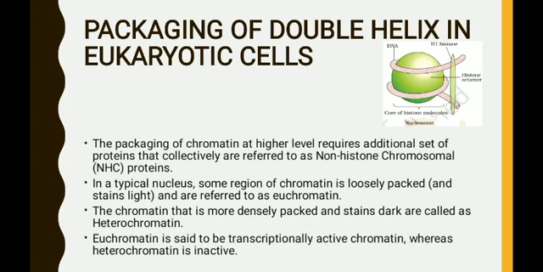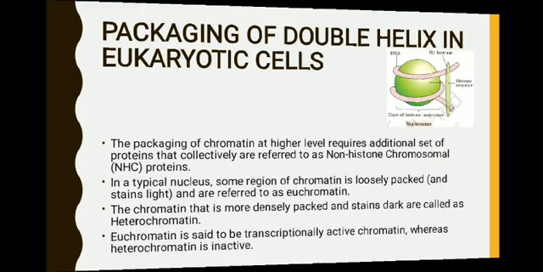Euchromatin is said to be transcriptionally active chromatin. Euchromatin, which is loosely coiled, is transcriptionally active. That means that region easily undergoes transcription. Transcription means the synthesis of RNA. It will be discussed later. Whereas heterochromatin is inactive. Since it is densely coiled, that region is less active. So this is about the packaging of double helix.